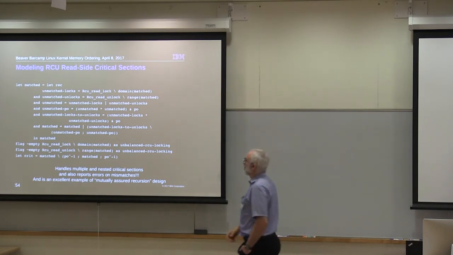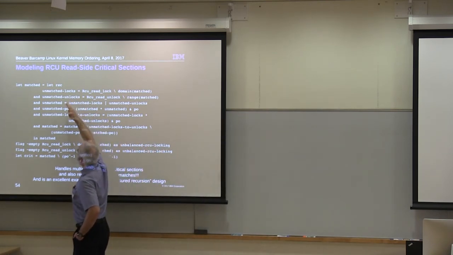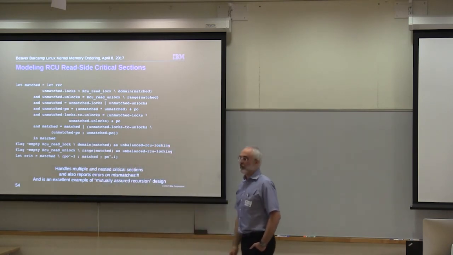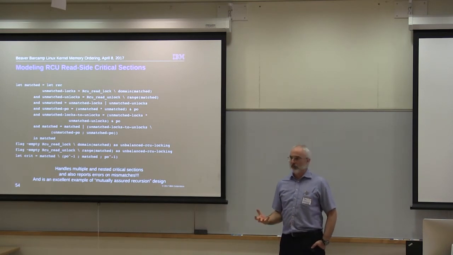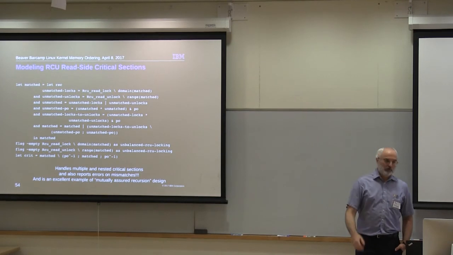One thing I'll call attention to, this let match, let, and it's let rec, and it's got 1, 2, 3, 4, 5, 6 set functions. It's got 6 mutually recursive set functions to get the thing going. This is an excellent example of the coding style that these guys use. I call it mutually assured recursion. They don't like my coding style very well either.